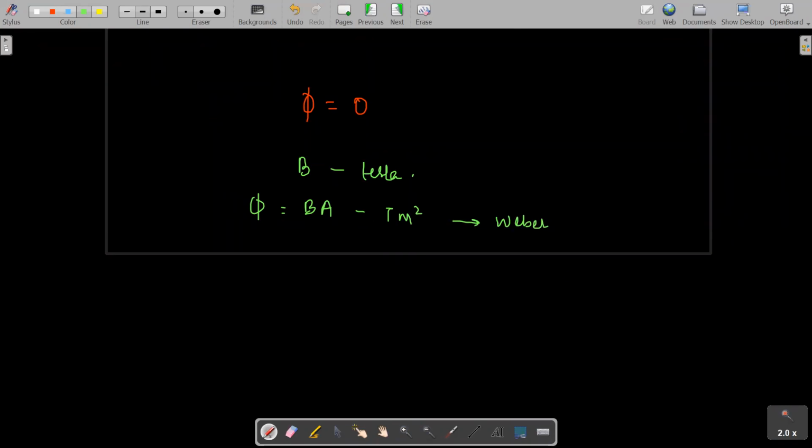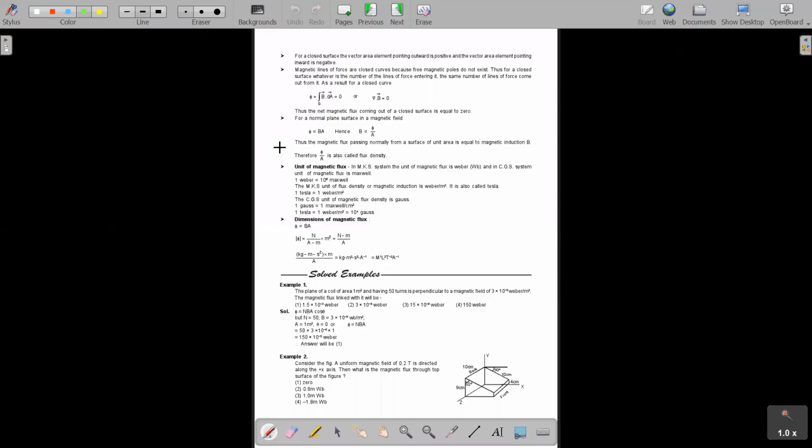Sometimes we also use the unit of magnetic field as Weber per meter square. It is from here only, since flux upon area is equal to magnetic field. The unit of flux is Weber and the unit of area is meter square, so the unit of magnetic field will be Weber per meter square. So the unit of flux is Weber.